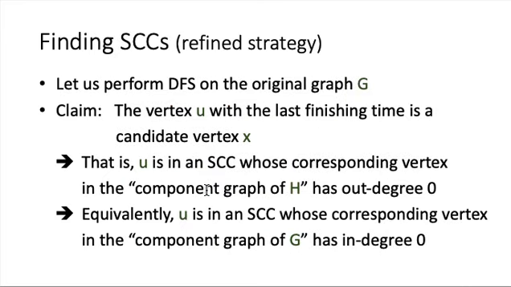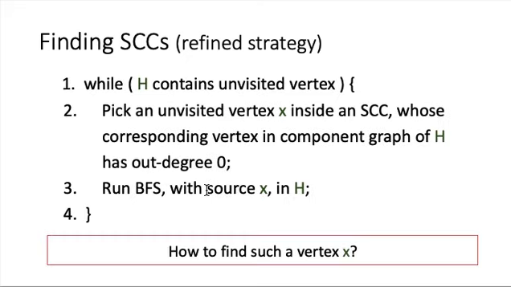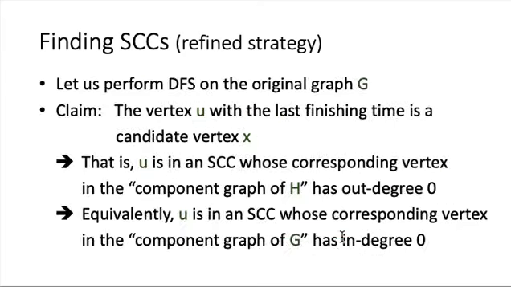Okay, so the problem here is we need to find a vertex X that is located inside an SCC without degree 0. So how do we find such a vertex X? Basically, we are claiming the following result based on DFS of the original graph. If we perform DFS on the original graph, the vertex that has the last finishing time could be used as a candidate vertex X.